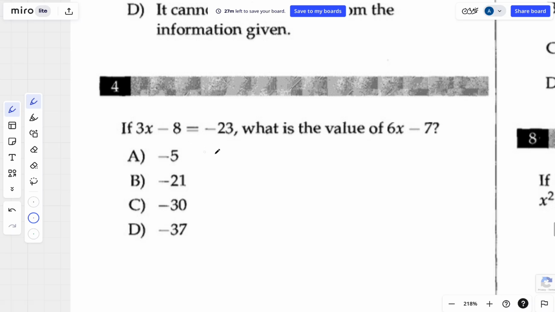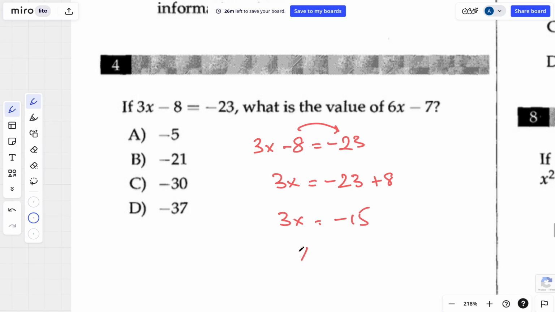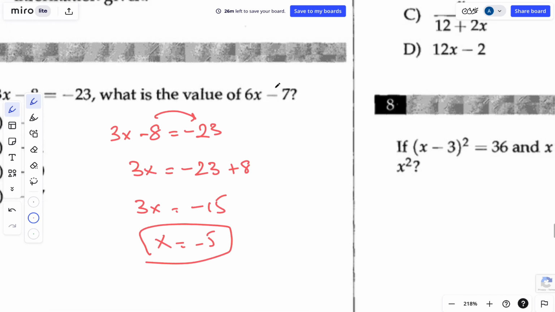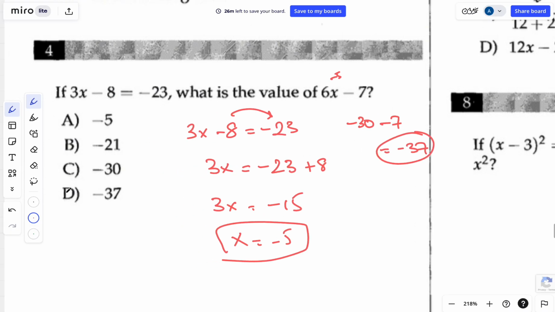Question 4. We have 3x minus 8 is negative 23. We need to find 6x minus 7. Let's find x. So 3x minus 8 is negative 23. Negative 8 goes on the right side. 3x is equal to negative 23 plus 8, which is 3x is equal to negative 15, which means x is negative 5. So because x is negative 5, we can plug that in over here. 6 times negative 5 is negative 30. And then minus 7, which means we get negative 37.